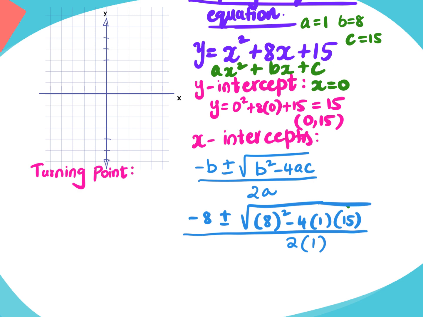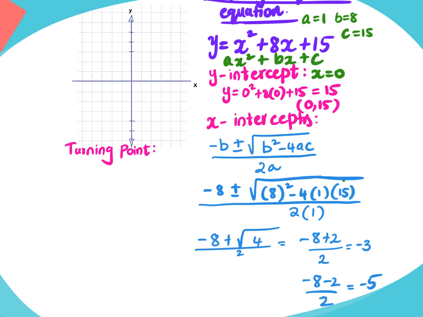At the moment I don't have a calculator, so you just have to excuse me for a second. When I substituted this, 8 squared is 64, minus 4 times 15, that's 60. So 64 minus 60, that's square root of 4, and divided by 2. So anyway, my x-intercepts are -3 and -5.